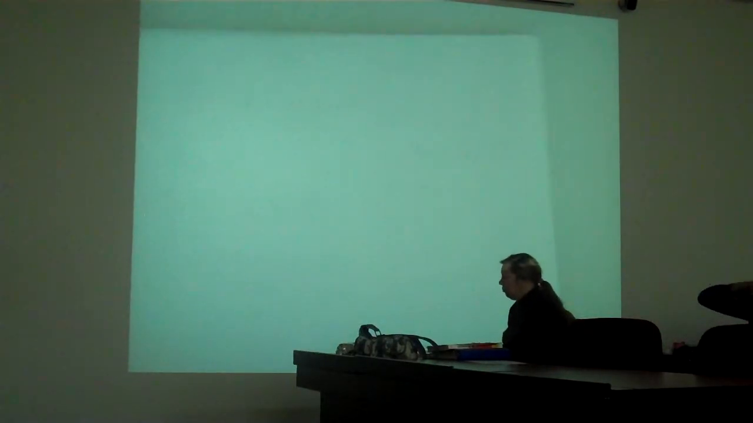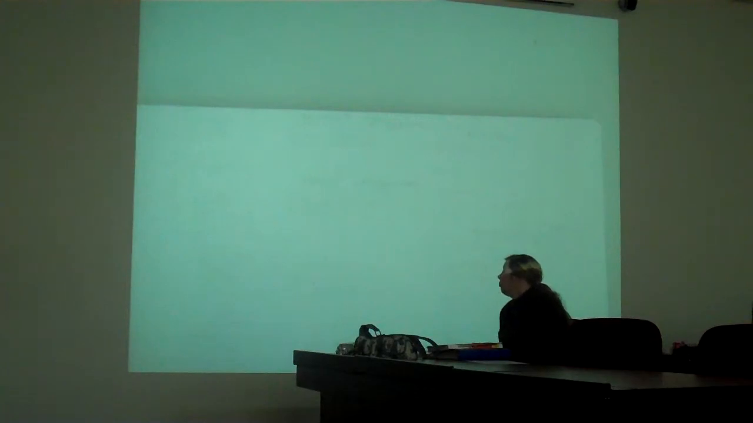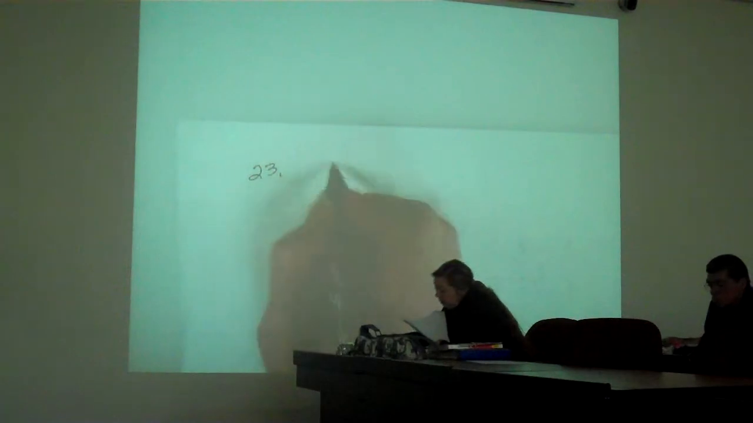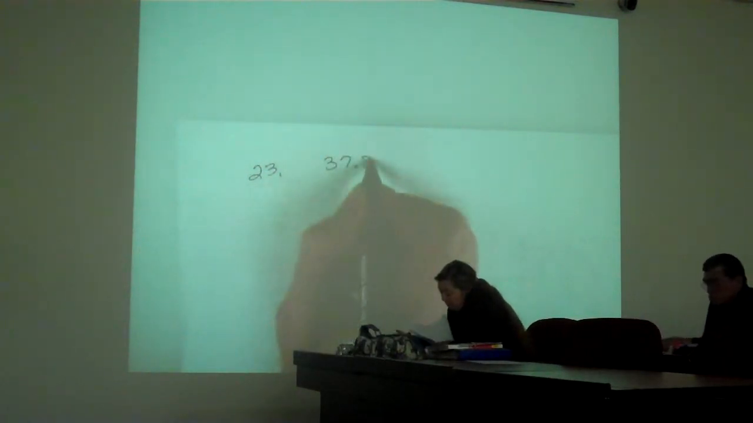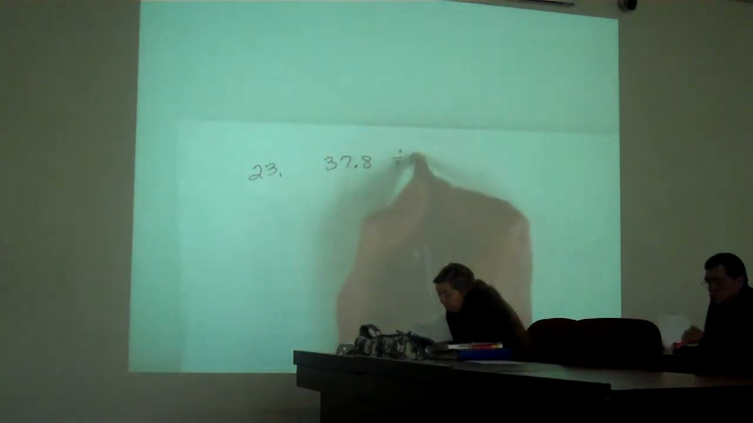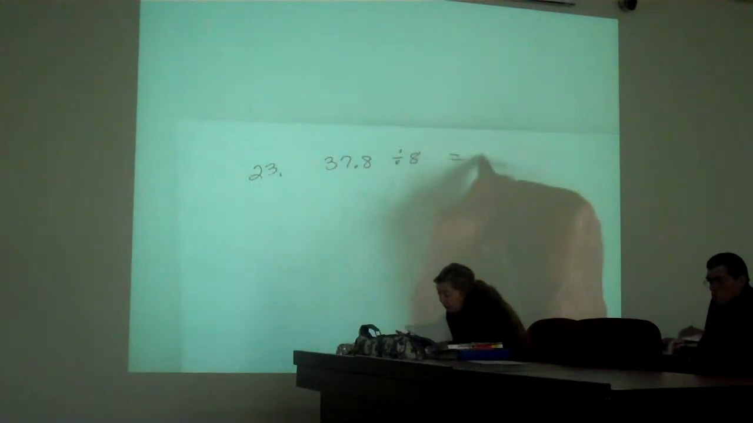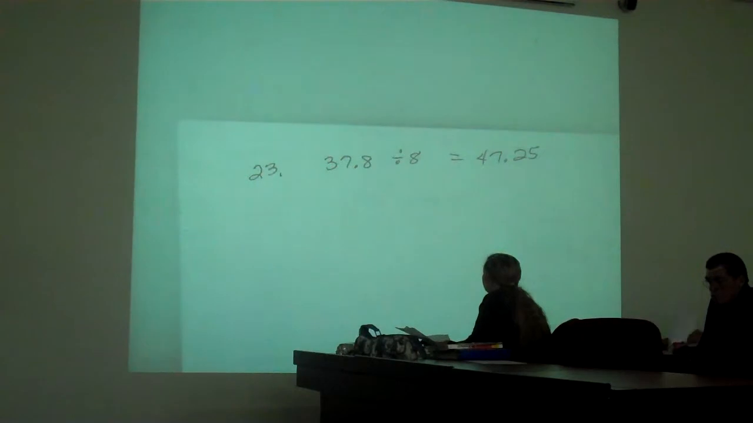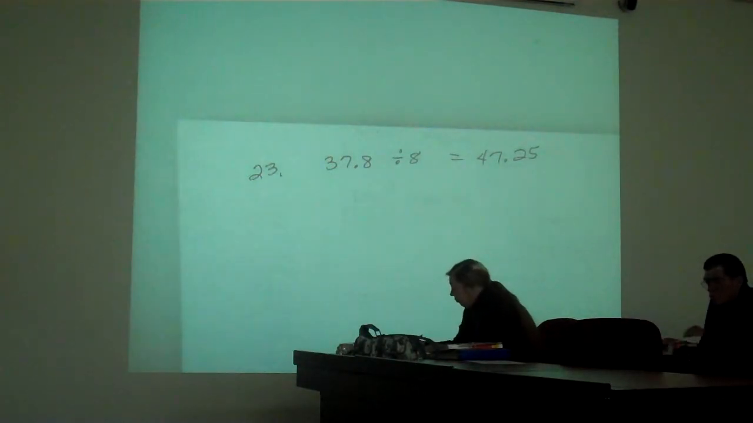Okay, what if you have to estimate? On page 306, it wants you to estimate some division. It gives you a problem like number 23, which says 37.8 divided by 8. It says the answer is 47.25, and you should estimate it to see if that's reasonable.